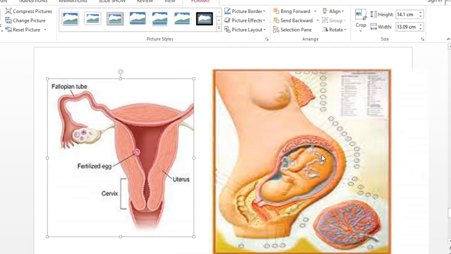When the muscles of the uterus start to contract rhythmically, the process of birth begins. This contraction of the uterine wall pushes out the baby from the mother's body through the vagina or birth canal.